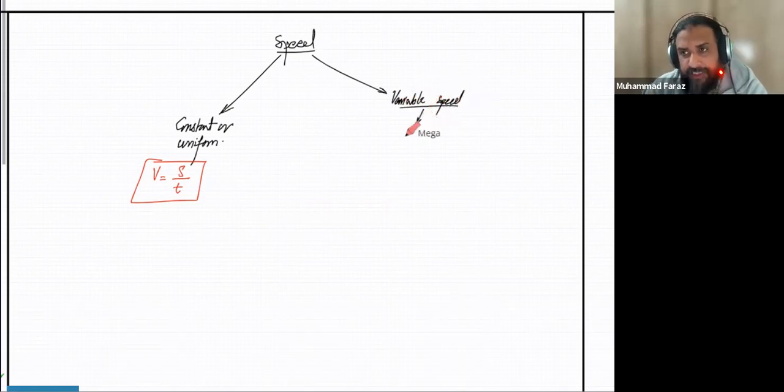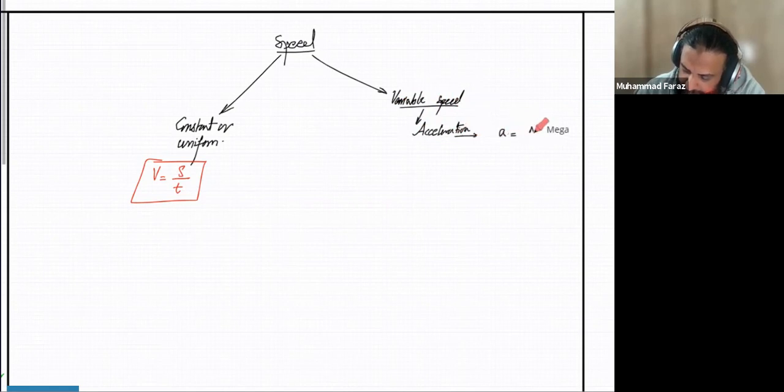When speed changes, another quantity comes into being. That is acceleration. Acceleration is change of speed divided by time. Some people remember it as v minus u over t, or you can remember it as delta v over t.